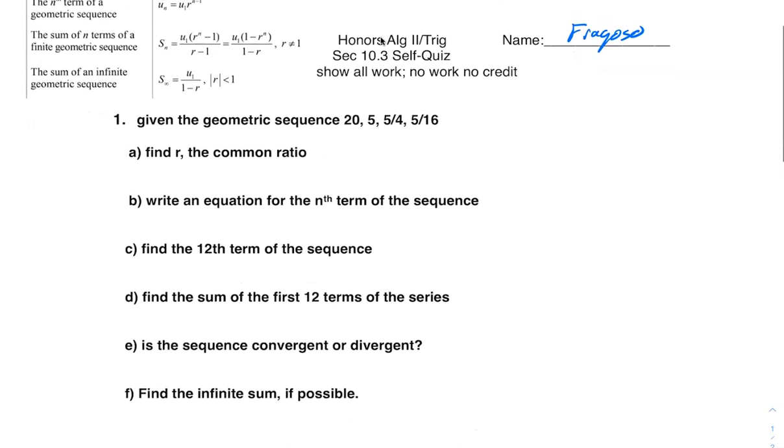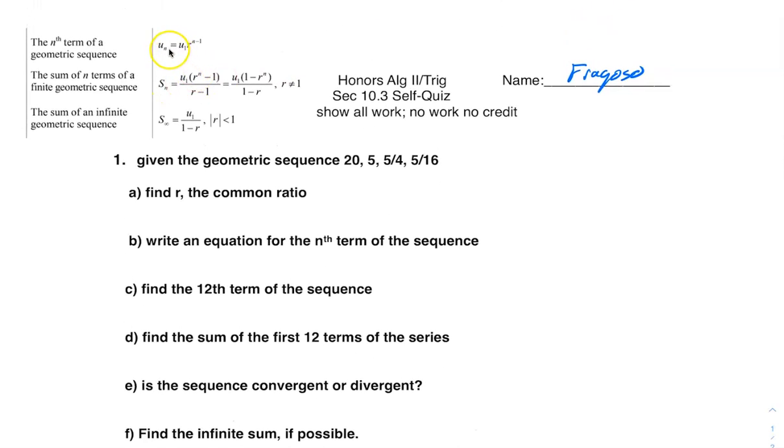Now, notice I give all the formats. You always have that. I always like to give you the formats. You just gotta know how to use them. Most of the time, I won't separate this geometric. I'll have all of them there, so you gotta know when to use a geometric one. But in this case, it's just right there. So, given a geometric sequence, 20, 5, 5/4, 5/16, find r, the common ratio.